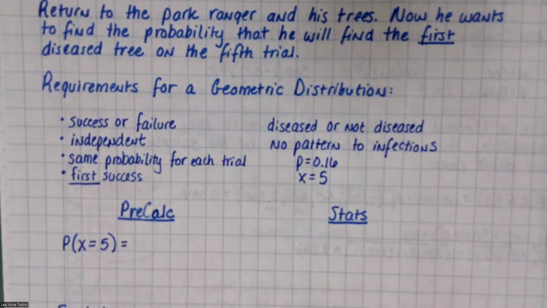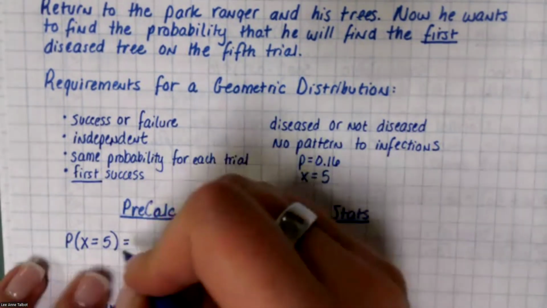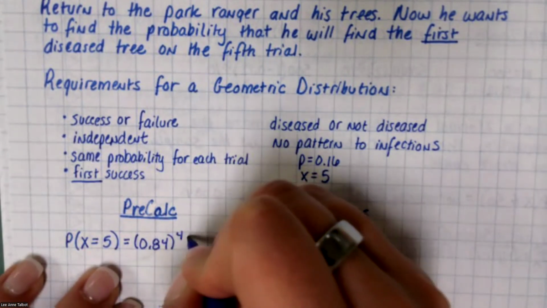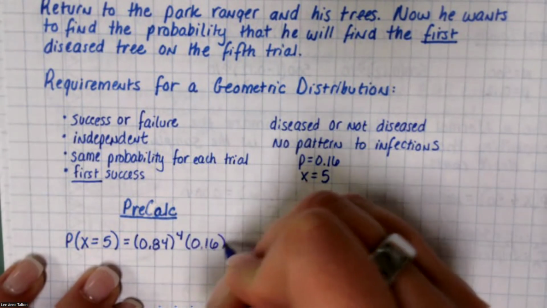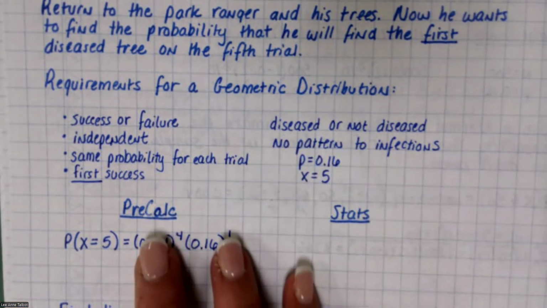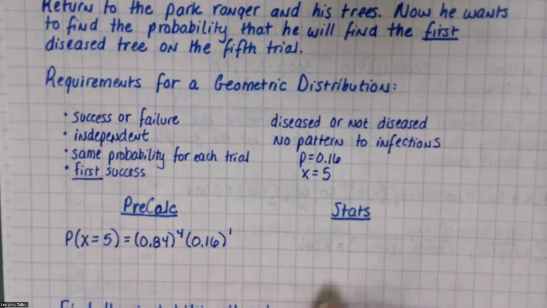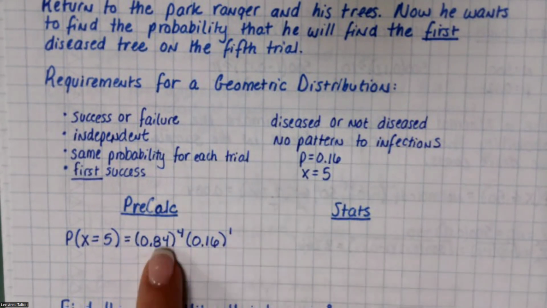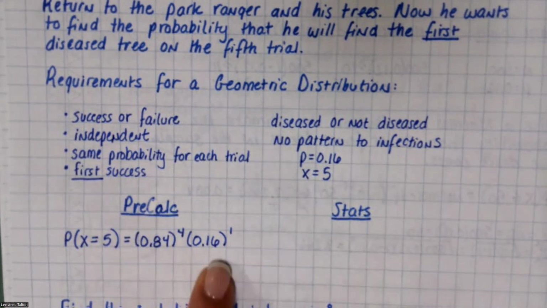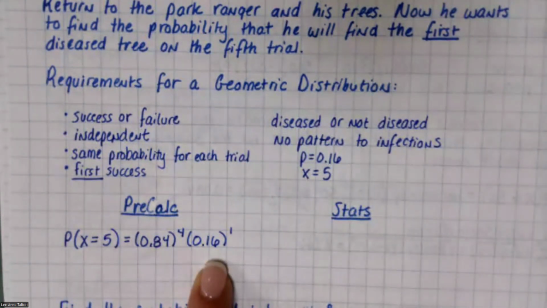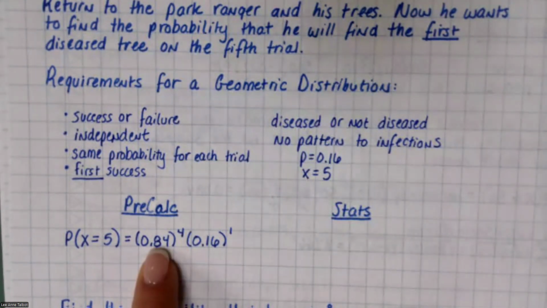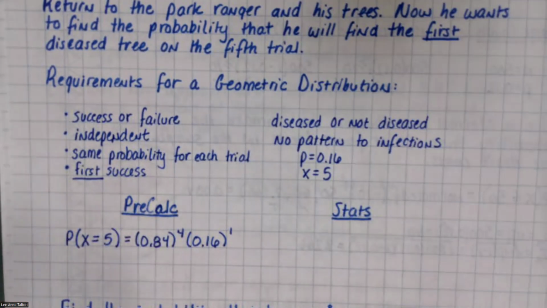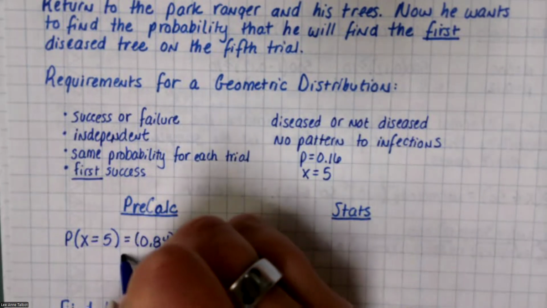The pre-calc way is going to feel like common sense. Let's just write it and see if it makes sense to you. I don't really know how else I would write this, but this is first success on the fifth trial. So fail, fail, fail, fail, success. Does that make sense? No other way to write this, basically. And if you like this, you can do it that way every single time. You don't have to do the stats way.